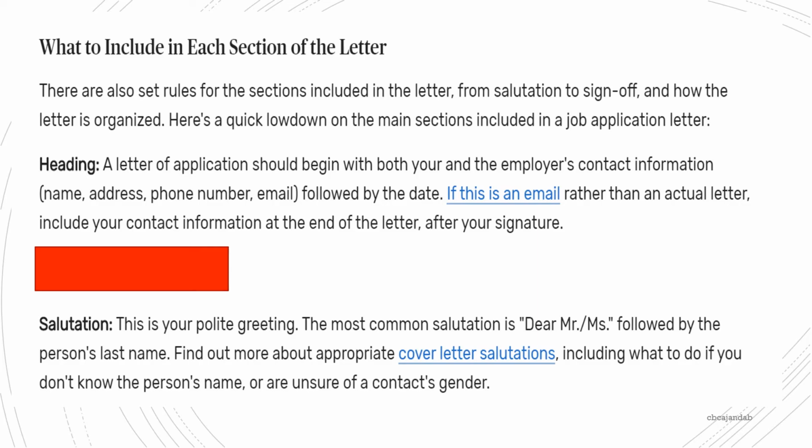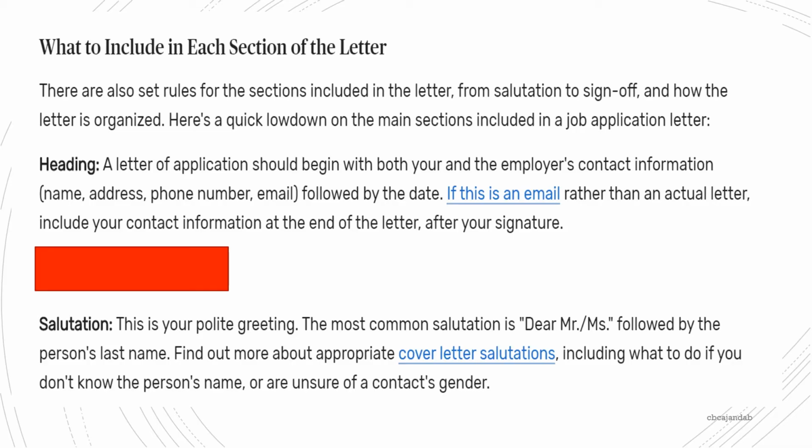Other factors to consider are: the letter should begin with the return and inside address, as I had mentioned earlier, then followed by the date. If the letter is to be sent through email, include your contact information at the end of the letter, after your typed signature.